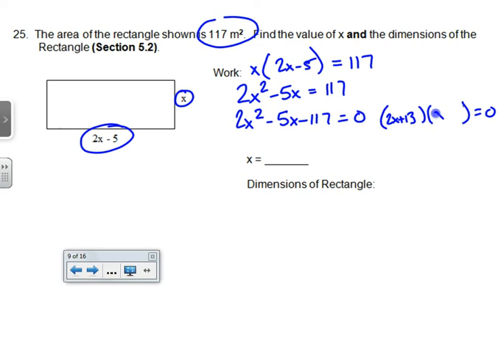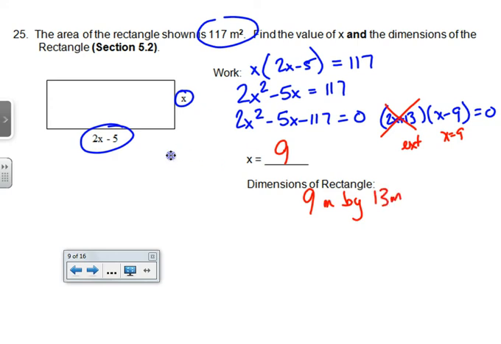and x minus 9. Now you should notice when you solve these factors, this one is going to be extraneous because it's going to be a negative value, and you can't have a side of a rectangle that's negative, so the only acceptable answer is x equals 9. And if you plug that back into the dimensions of the rectangle, you get 9 meters by 13 meters.